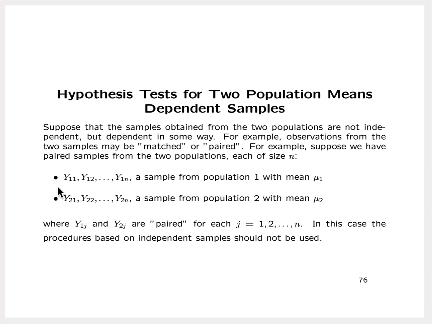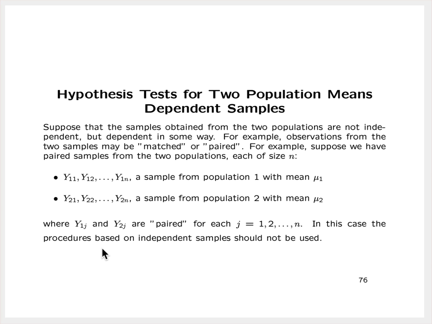Y11 and Y21 are paired. They are both the first observation in their respective samples, and they're both measured on the first experimental unit. Likewise, Y12 and Y22 are both measured on the second experimental unit, and so forth out to the last pair, Y sub 1n and Y sub 2n. These are both measured on the nth or last experimental unit in the sample. And so that's what we mean here. Y sub 1j and Y sub 2j are paired for each j going from 1 to n.